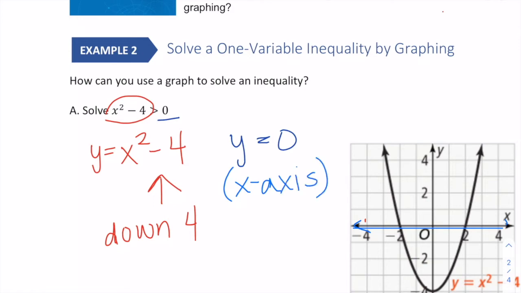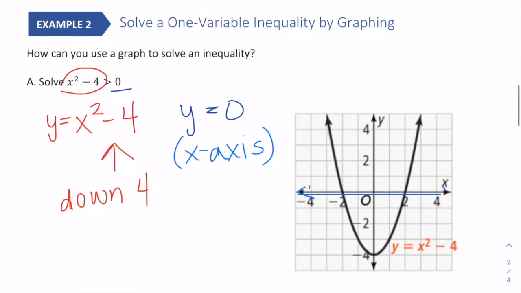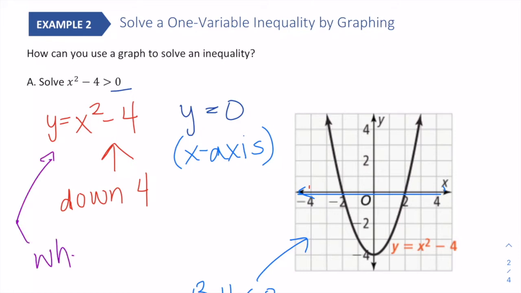So kind of like when we had a scuba diver the last time, when you're talking about things that are underwater, down here, below the x-axis, that's the negative, right? So this area is when the y value, so when the x squared minus 4, is less than 0, because it's underwater, right? But we're looking for when this equation is greater than 0. So we're asking, in words, when is this function positive?